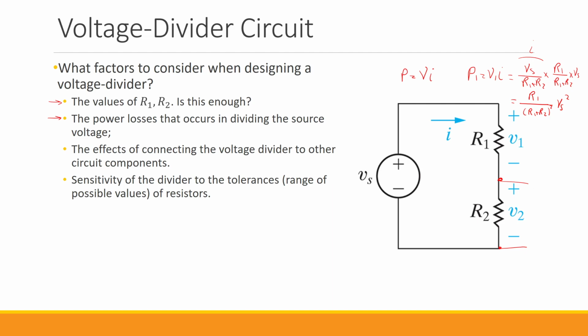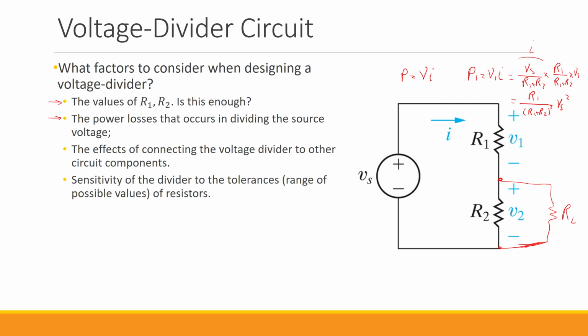Another thing to consider is what the effects are of connecting the voltage divider to other circuit components. Let's say we connect this to an RL, basically a load. How much would connecting this load in parallel to R2 change the equivalent resistance of the whole circuit? That's another thing you also need to consider.